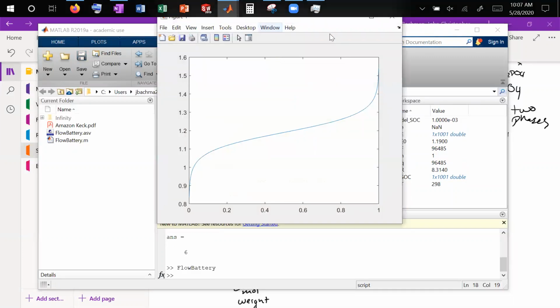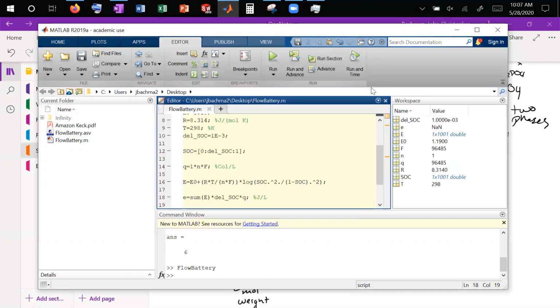So now we have this. Then we have our E, NaN, that's not good. So we've got to see what happened here. So our Q is 96485. What might have happened is that our E has zeros at the first and last.